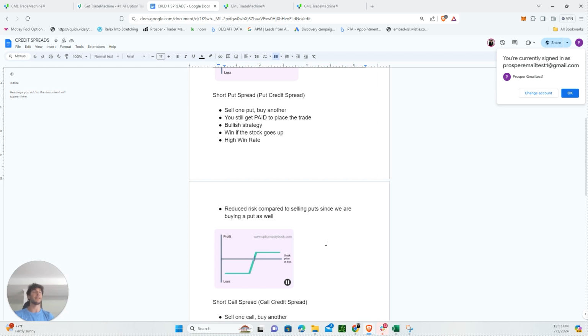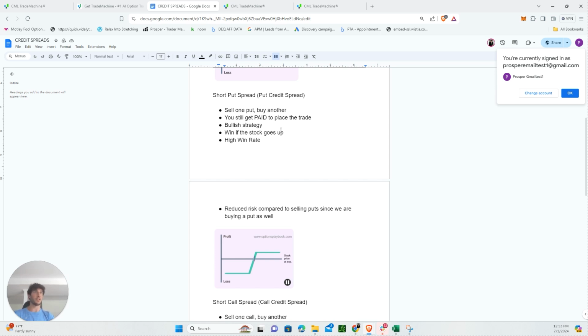Now, credit spreads are along the same lines, but what you're doing is hedging yourself by buying an option at the same time. Specifically, the one we're going to focus on today is a short put spread, also called a put credit spread. That means you're selling one put and buying another, and you're still getting paid to place that trade.